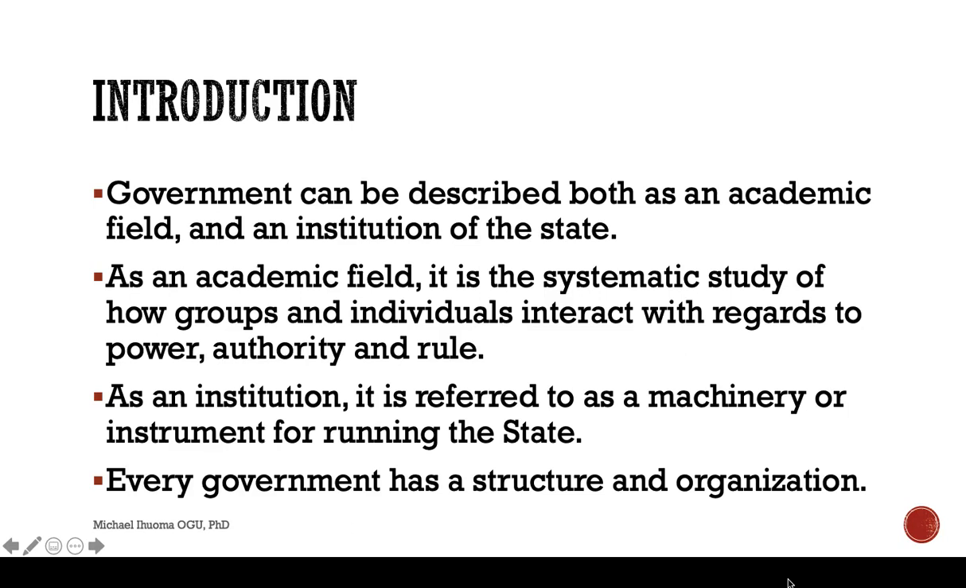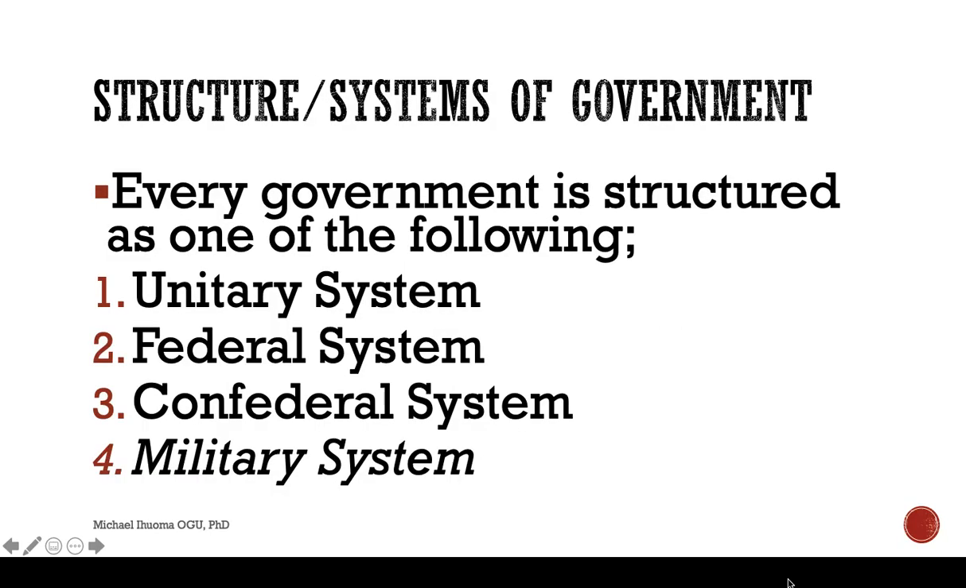Now the question is how is government structured? Because every government has a structure, every government has an organization. So how is government structured? How is government organized? That's the question we're trying to answer in this presentation. Now, there are four major types of structure that every state, every government must take, or four major types from which every government must pick one of such structures.